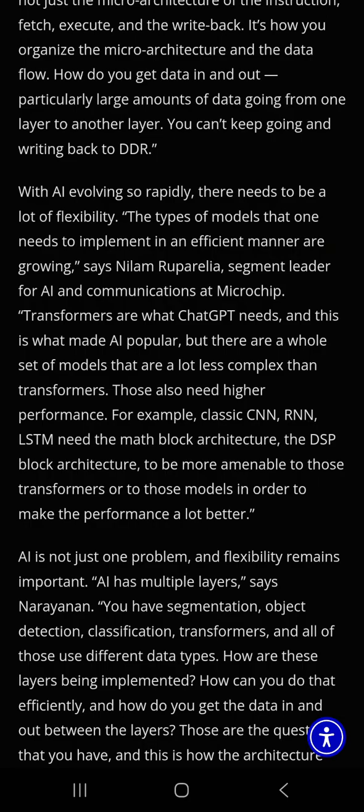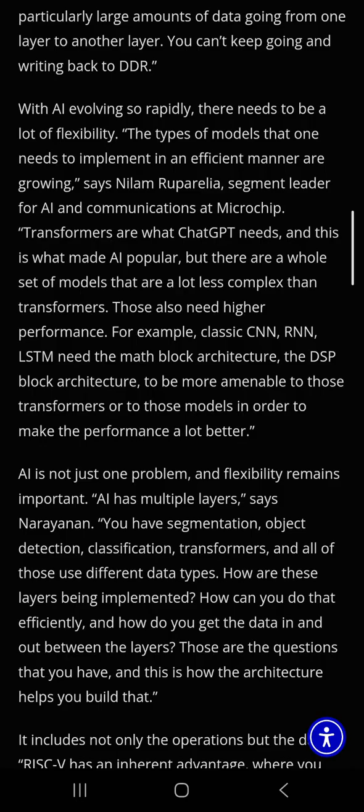Transformers are what made AI popular, but there is also a set of models that are less complex than transformers. Those also need higher performance. For example, classic CNN, RNN, and LSTM models need the math block and DSP block architecture to be more amenable to those models in order to make performance a lot better.